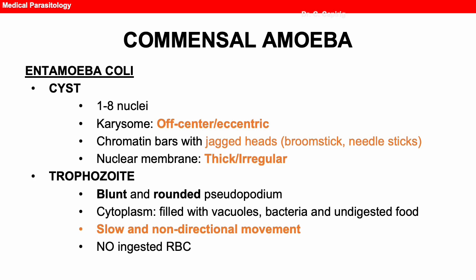They have no ingested RBC for the trophozoite. Again, the pathognomonic finding for Entamoeba histolytica is ingested RBC. The rest should not have any ingested RBC. So all the commensal amoeba do not have ingested red blood cells.